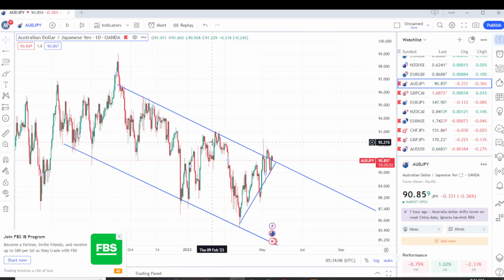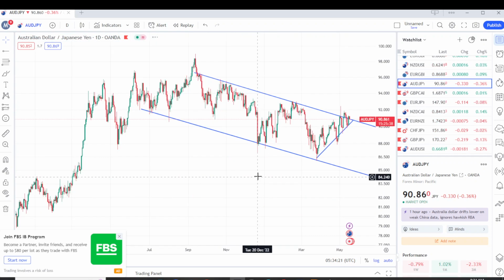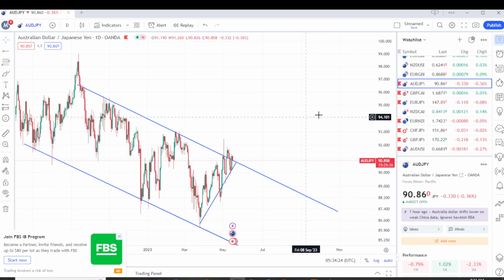Price bouncing on a trend line. In this case, you can see the price closed above. So we are waiting for the price reaction on this currency, that is Australian dollar versus Japanese yen. So you can also be following and see what will happen to it.